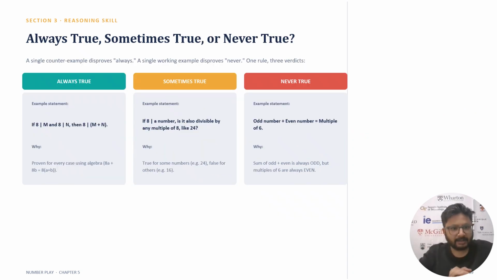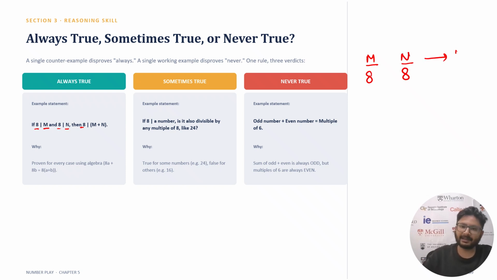Next one, let's try to find out what are the things which are always true, sometimes true, and never true. So again, the same thing which we have talked about in the previous slide. 8 is divisible by m, 8 is divisible by n, so for example, m is divisible by 8 and n is divisible by 8. It means that m plus n is also divisible by 8. Okay. Another thing, if a number is divisible by 8, is it also divisible by any multiple of 8 like 24?